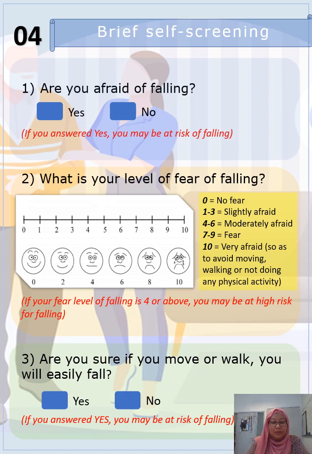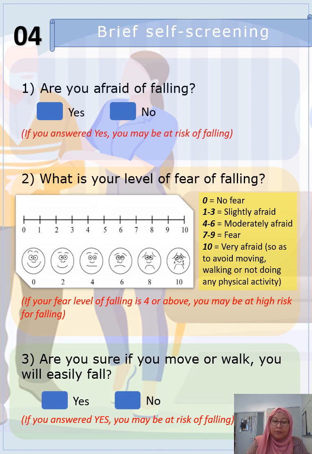So those are the 3 simple brief screening questions for your elderly clients or the persons you are caring for at home, especially those residing in the community. If they answered yes to all 3 or even 1, bring them over to see the physiotherapist for more comprehensive testing for risk of falls.